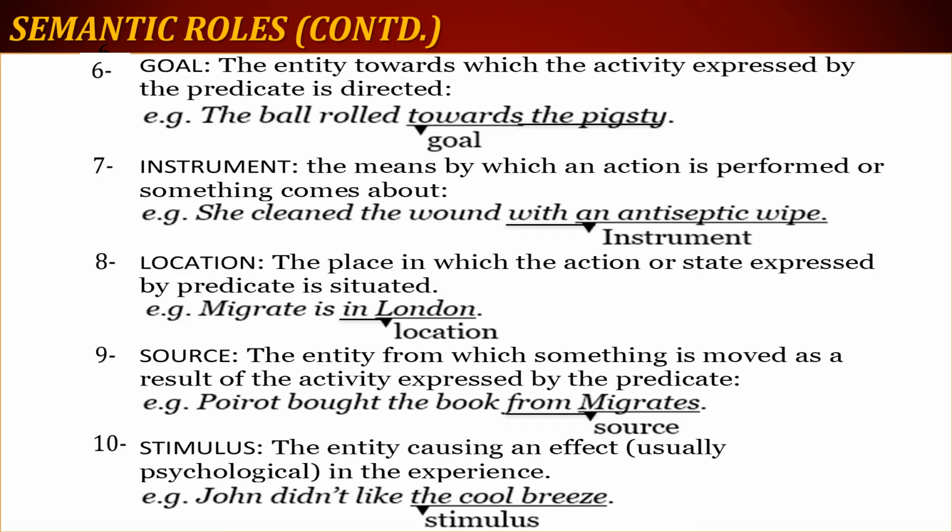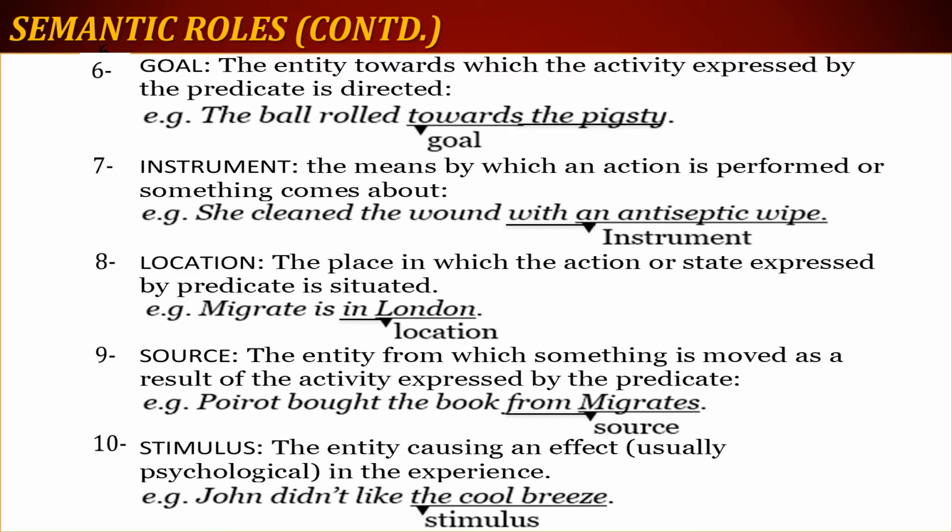Location refers to the place in which the action or state expressed by the predicate is situated. Margaret is in London. So London is the location because the action or state, there is no action here, the state is situated in London, in fact.